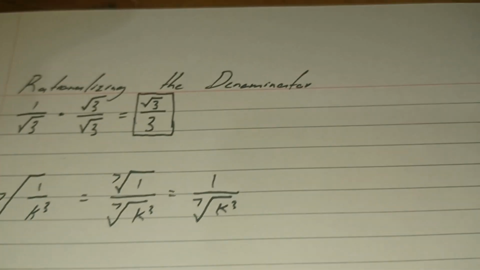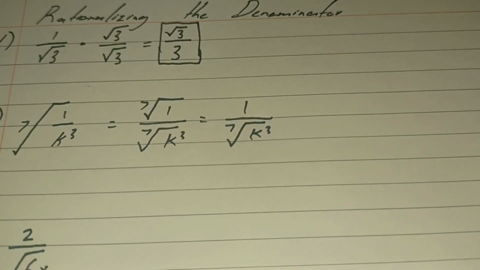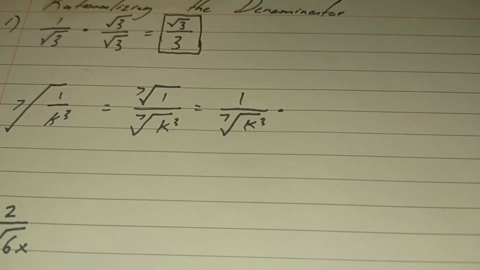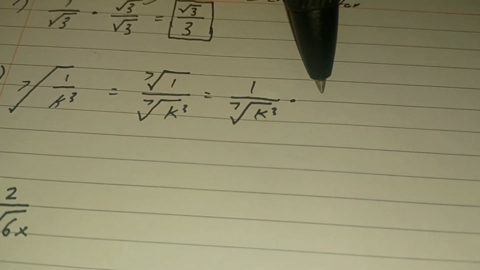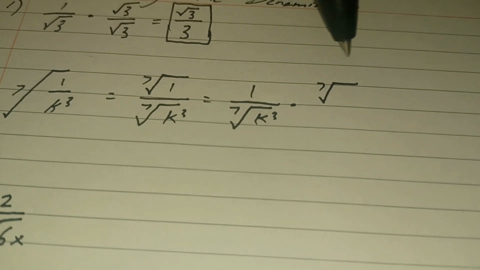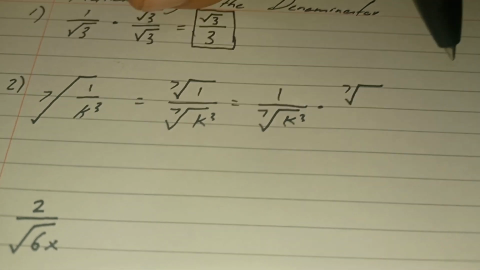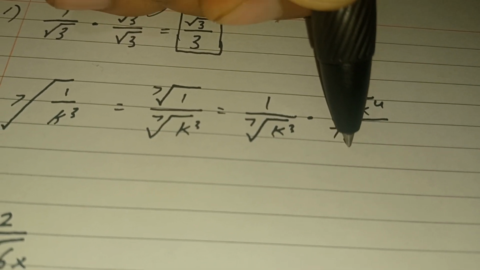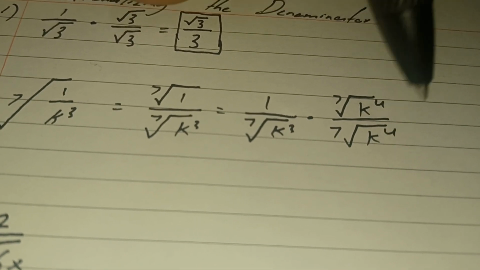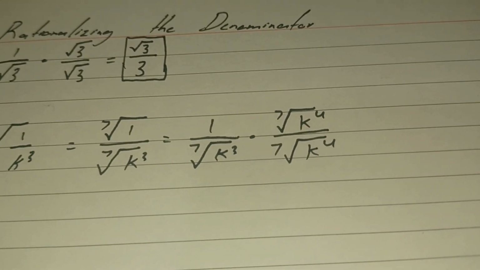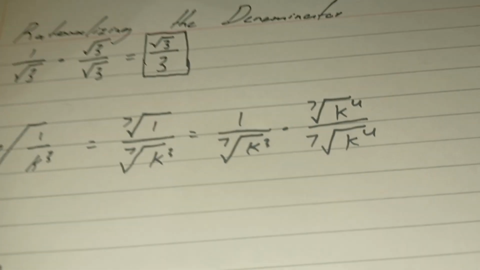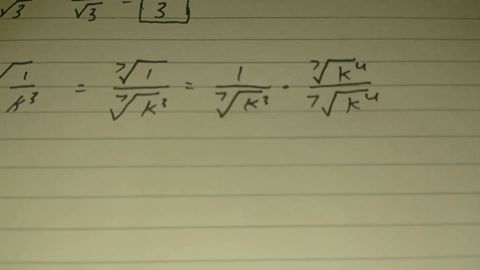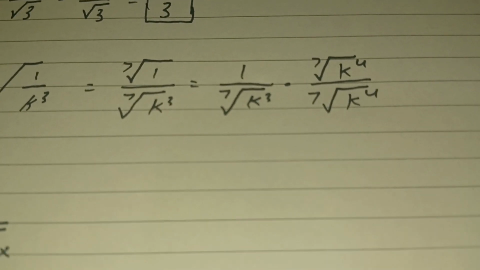But we still need to rationalize the denominator. We can do that by multiplying, well, we need to get rid of this, but we can do that by multiplying the 7th root of k to the 4th power by the 7th root of k to the 4th power. So why do we do this? Because when we multiply exponents 3 and 4, you add them. And 3 and 4 is 7.